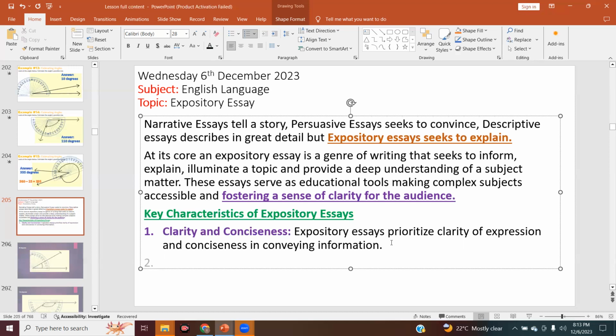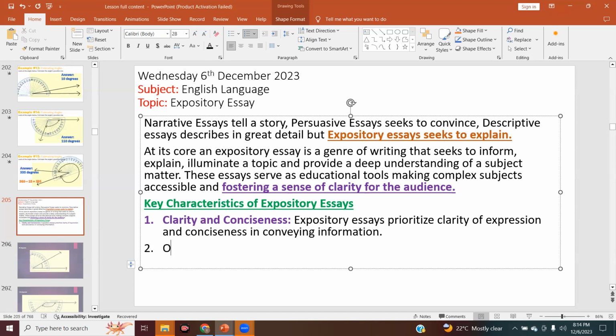And the writers in expository essays try to maintain a focus on key aspects of the topic. So we're not running around the world and giving unnecessary things. We try to be clear and concise. And the next one is objective tone.